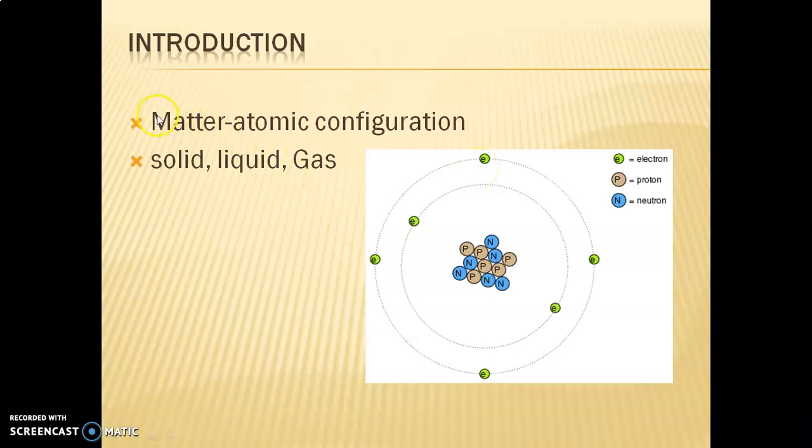Next, there are three states of matter. One is solid, the second is liquid, and the third is gas. What is solid? Solid means a material in which atoms are closely packed together. Liquid is a material in which atoms are loosely packed. The third one is gas, a material in which atoms are very loosely packed.